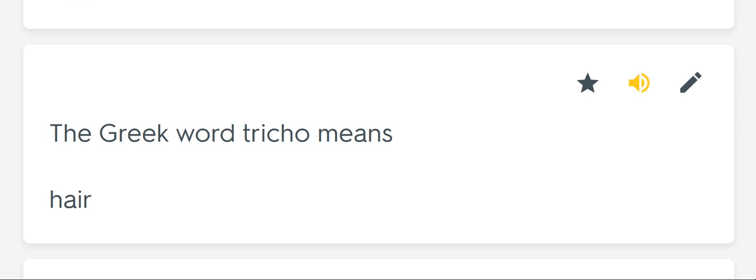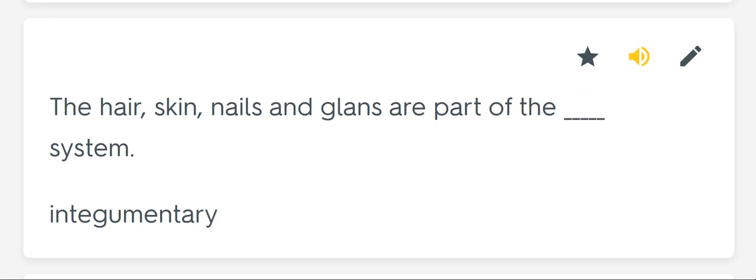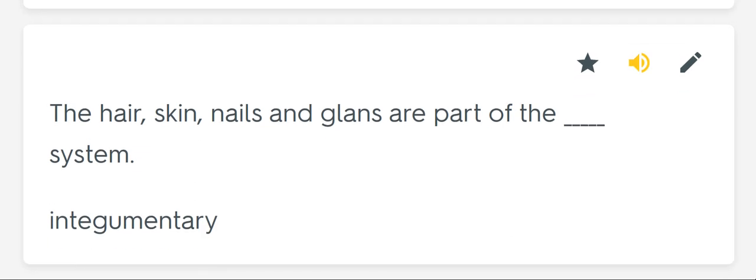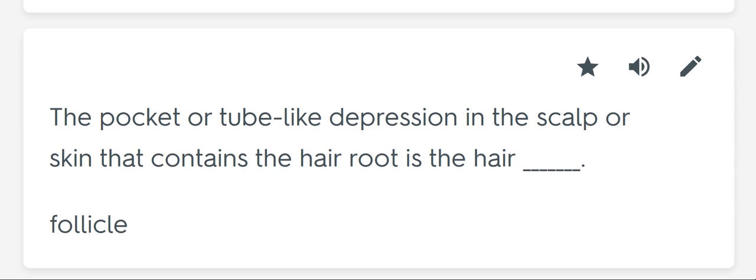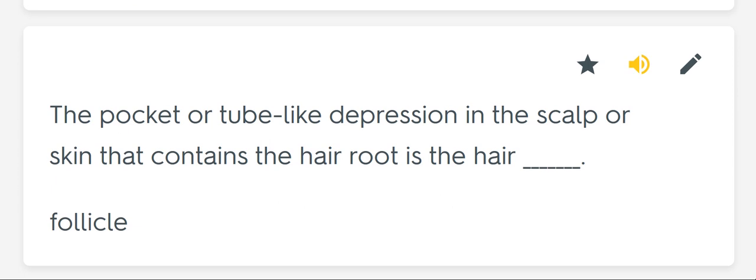The Greek word tricho means hair. The hair, skin, nails and glands are part of the integumentary system. What part of the hair is located below the surface of the epidermis? Hair root. The pocket or tube-like depression in the scalp or skin that contains the hair root is the hair follicle.